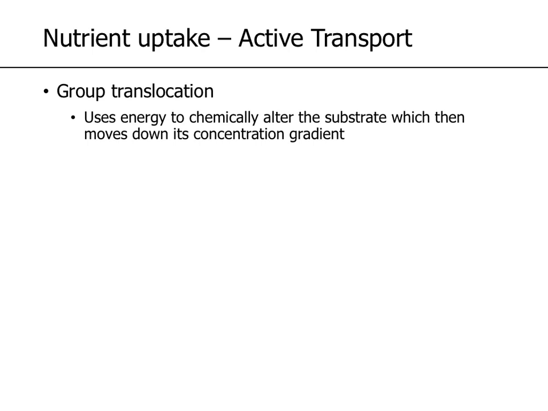All right, so the last class of active transport that we're going to talk about today is group translocation. This one uses energy, and it actually alters the substrate as it's coming into the cell. So what it was on the outside and what it is on the inside is going to be different, because it's going to chemically alter that on its way in. Technically, it's moving down its concentration gradient, but this still requires energy to do so.